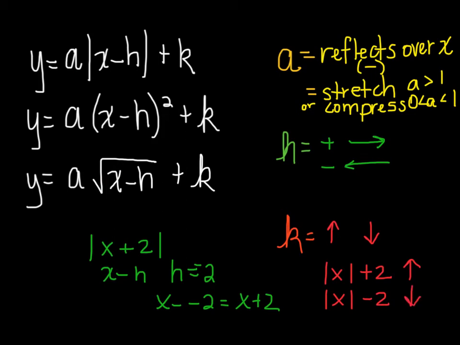Okay, let's go back to the green and do that also. Absolute value of x minus 2 is actually going to be a shift to the right. Absolute value of x plus 2 is going to be a shift to the left, because what I actually put in here was a positive 2 to get x minus h. This, I actually put a negative 2 in to get x minus negative 2 gives me the positive 2.